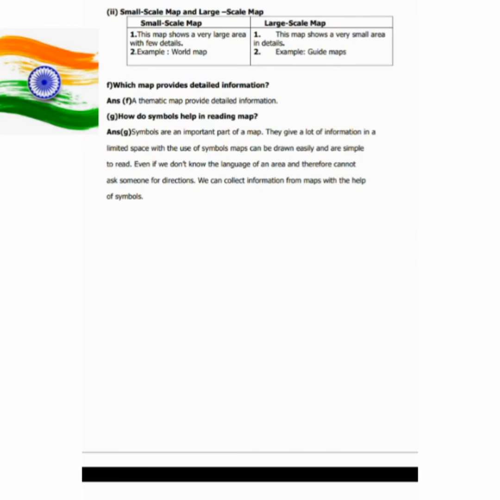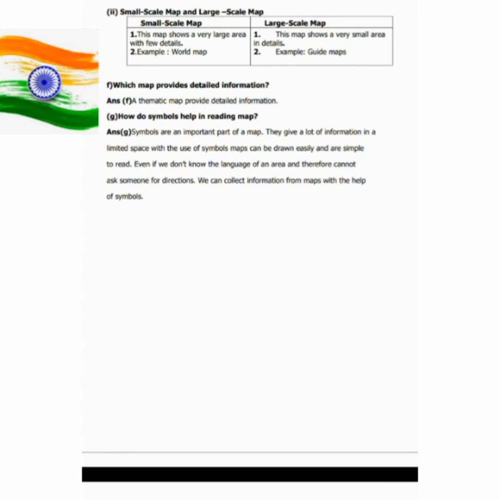Small scale map. This map shows a very large area with few details, as I have told you. World map. In world map you can see only the countries. More details are not given. But the large scale map shows a very small area in a detailed way, for example, a guide map.